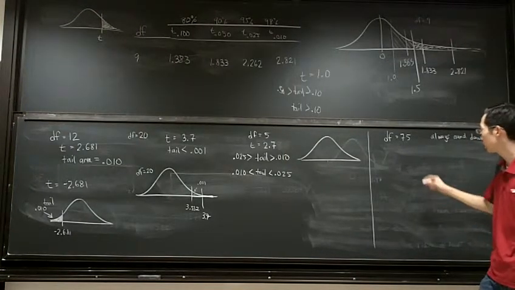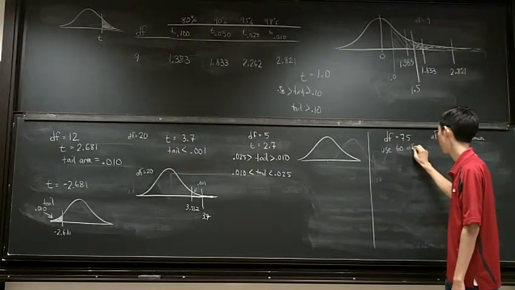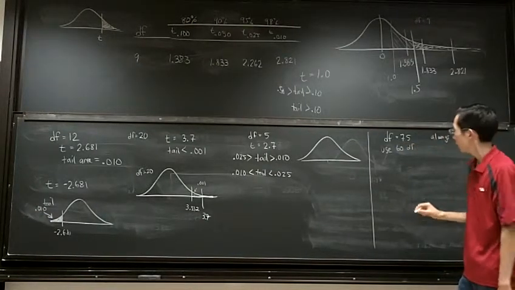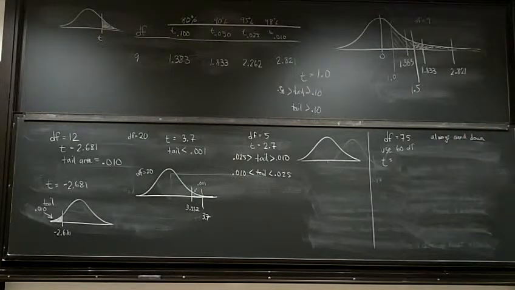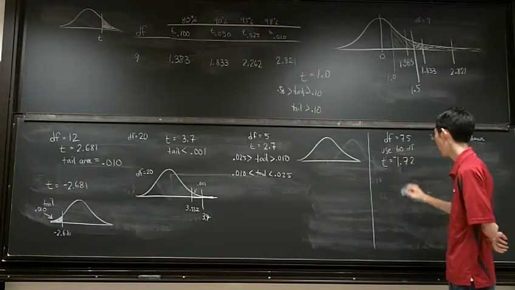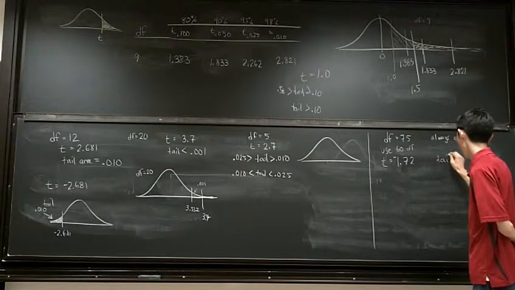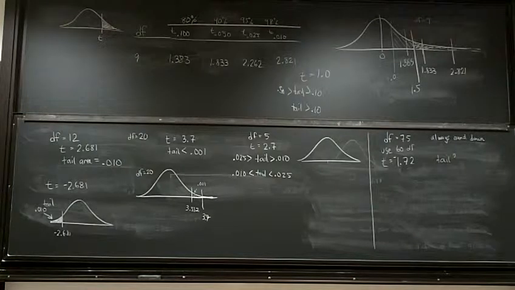So we would use 60 degrees of freedom. Alright, and then let's say our T was negative 1.72. How much is in my tail? Negative 1.72, you have 75 degrees of freedom. What do we have?